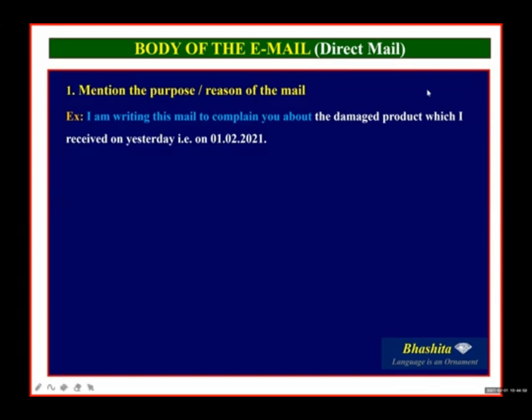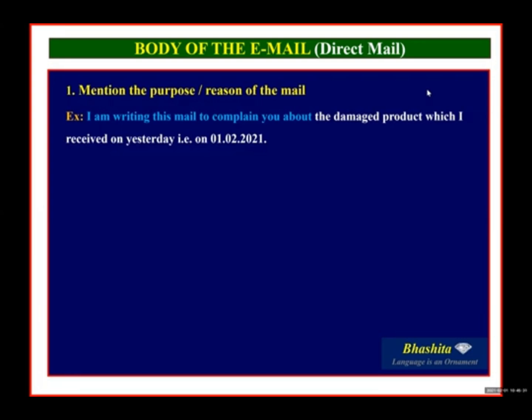How to draft the body of the email? First, we have to highlight the purpose of writing the email. On what purpose are you writing the email, and how are you going to start it? Observe carefully. I am writing this mail to complain to you about the damaged product which I received yesterday, that is on 1/2/2021, or else 31/1/2021, whatever it is. See, observe carefully. How did I start the email?